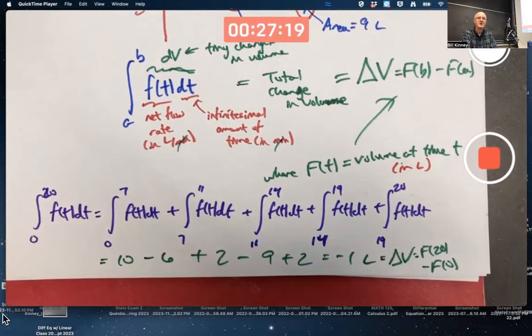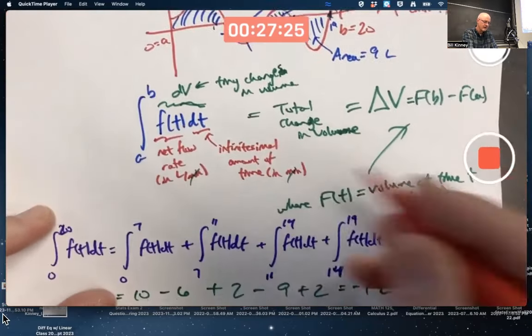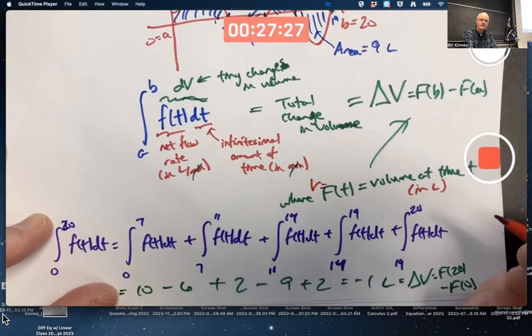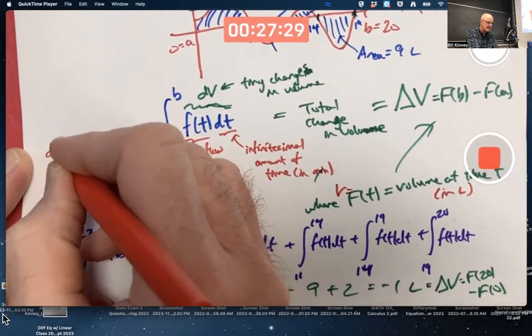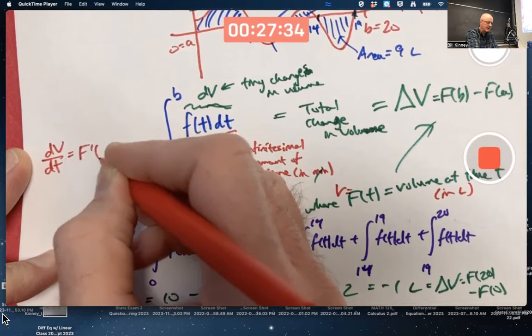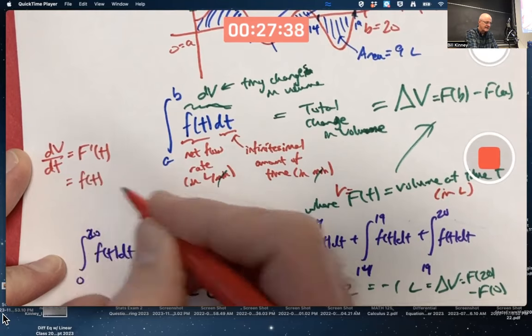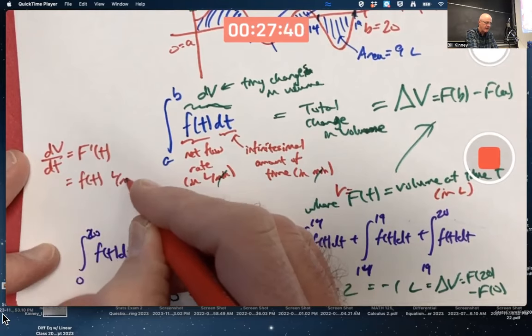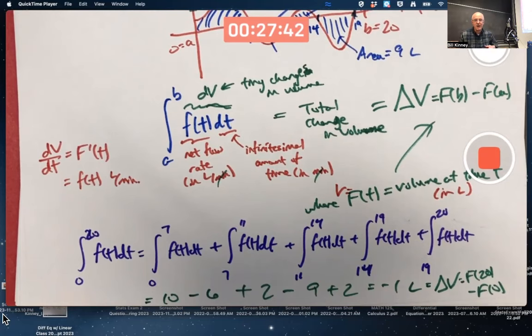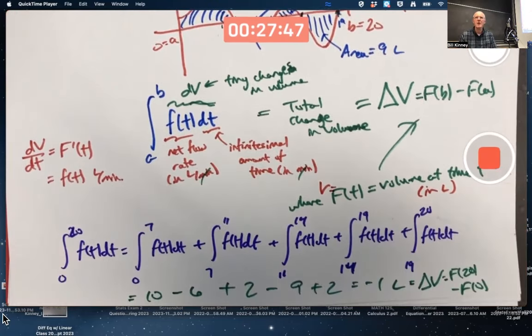What's its rate of change? Its derivative. It's got to be the flow rate. The units are certainly right. I call this v here. dv dt, rate of change of volume with respect to time, is capital F prime of t. That is little f of t. Its units are for sure liters per minute for one thing, and it should make sense that the rate of change of the volume with respect to time should be the net flow rate. That should just make sense.